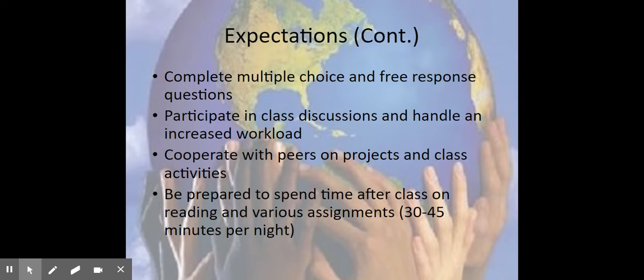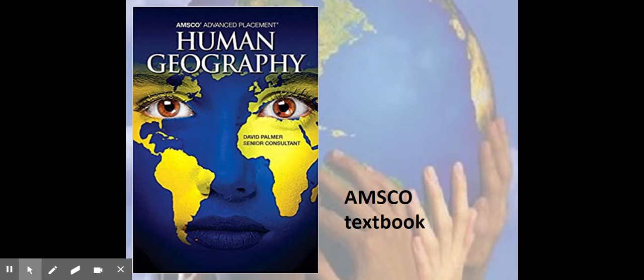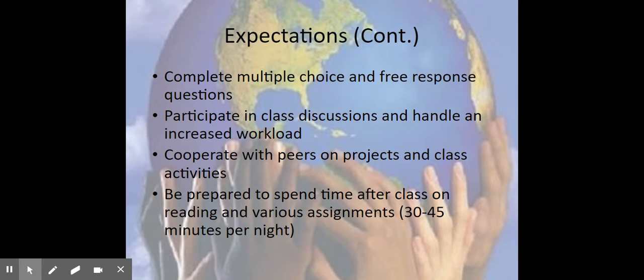Here are some other expectations. You'll be expected to spend anywhere from 30 to 45 minutes a night, mostly reading. A lot of the work that both I and Mr. Sullivan, who's the other AP Human Geography teacher at Woodstock North, we run our courses the same in that we assign a lot of reading from this textbook. This is the AMSCO textbook. We assign what are known as 5x2 notes. That's where you have to read a paragraph at a time and summarize that paragraph in 2 bullet points and give it a title in 5 words, hence the term 5x2.